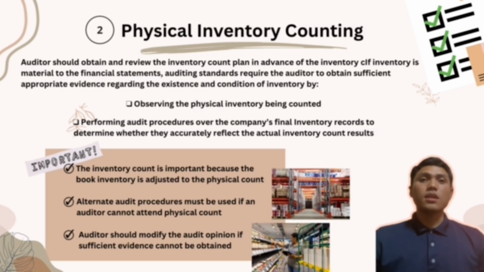Firstly, the auditor count is important because the book inventory is adjusted to the physical count. Second, alternate audit procedures must be used if an auditor cannot attain a physical count. And the third is that the auditor should modify the audit opinion if sufficient evidence cannot be obtained.